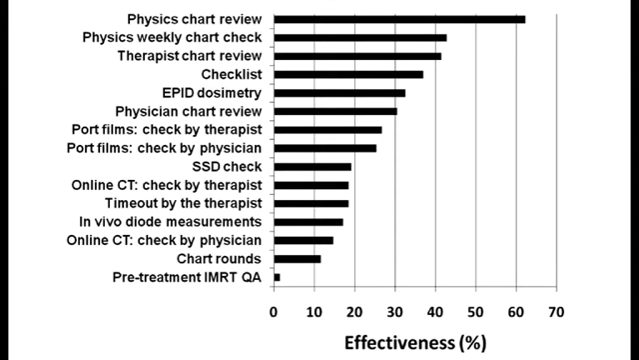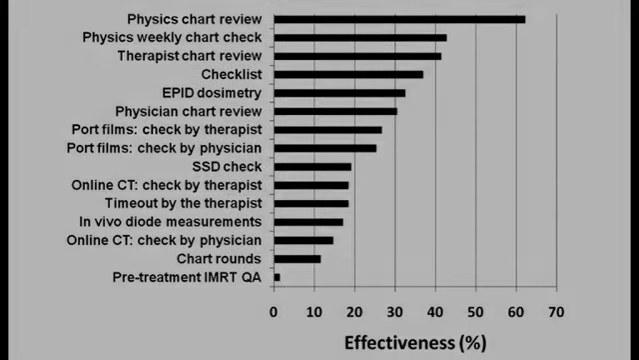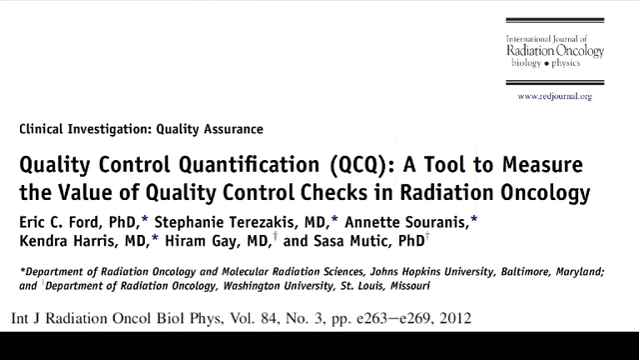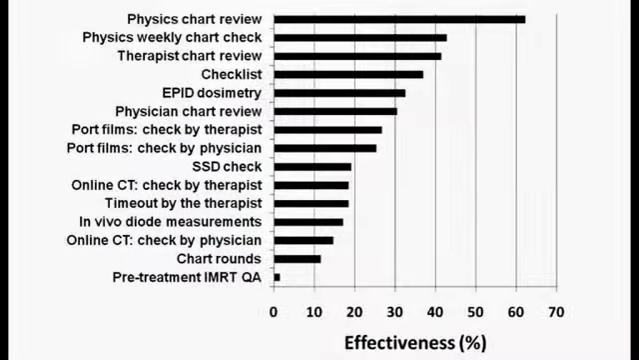So here's some data. This is showing a series of different checks that are done in practice and the effectiveness of each of those checks for catching errors. This is work from our group, from when I was at Johns Hopkins, and we combined our error database with that at WashU, in collaboration with Sasha Mudich and others there. So you may have seen this figure before. It seems to appear quite frequently, but let me walk you through it.